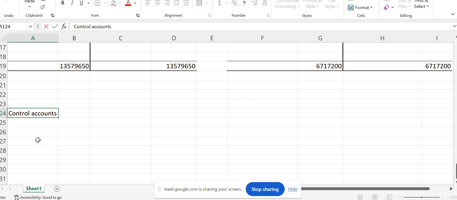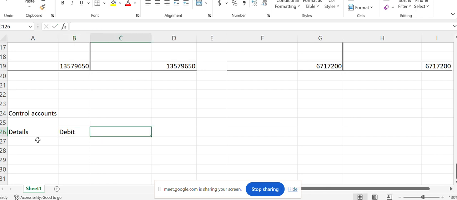Yes, so control accounts. Let's assume we have our trial balance here. The trial balance has 3 columns, that is details, debit, credit. That is our trial balance.